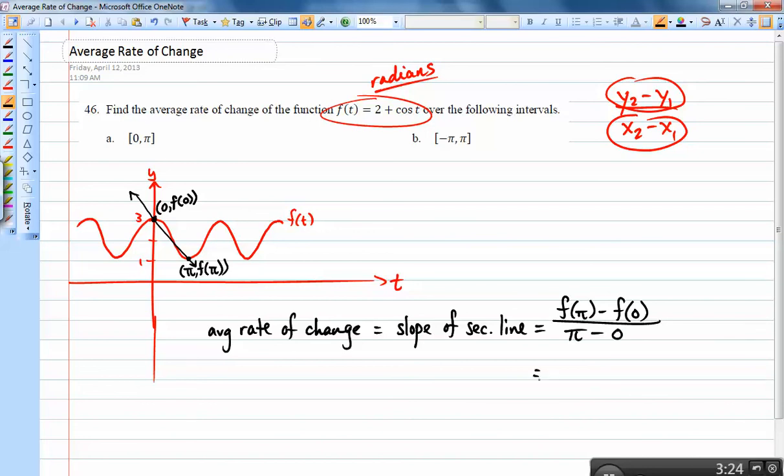So f of pi is, if I plugged in pi, you can do this without even the graph because you could just plug straight into this thing. So that's going to be 1. F of 0 was 3. And then I'm going to divide that by pi minus 0. And so I'm going to get negative 2 over pi. So that is my average rate of change from 0 to pi.